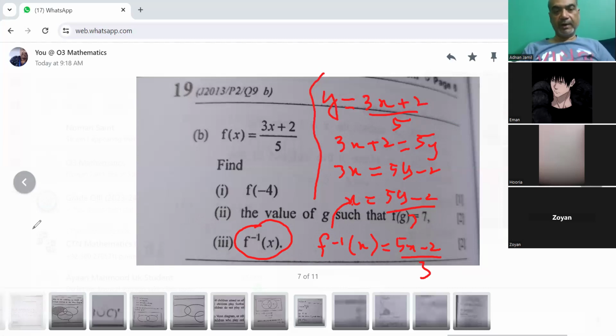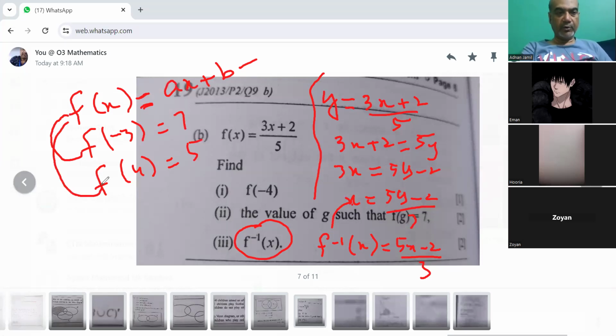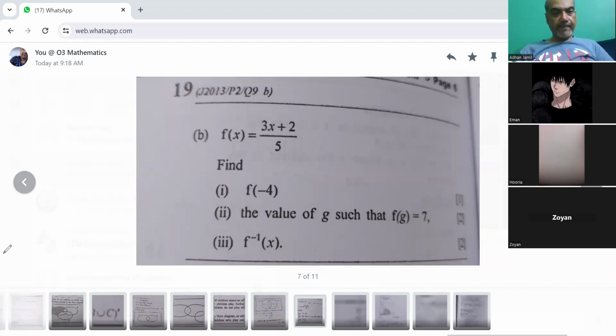Remember, I told you that the function questions using simultaneous equations are also very important. For example, we have done many questions on this. If they give f(x) equals ax plus b, then they say that f(-3) is 7, f(4) equals 5, for example. Then you are going to make two equations, right? First you put this, then you are going to put this. Got the two equations, solve them simultaneously, you will get your answer. Okay, next.